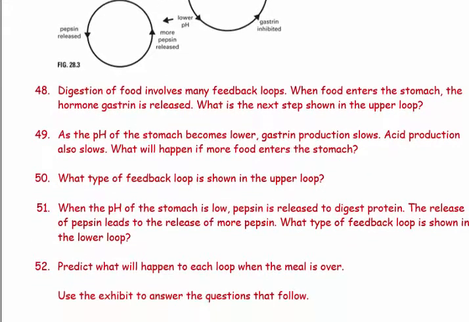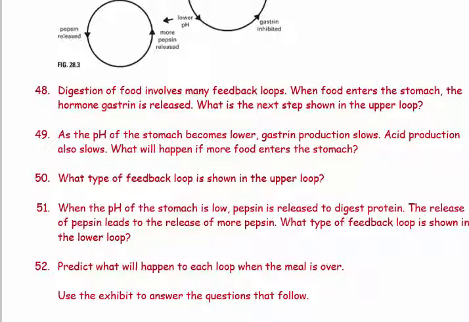Number 51. When the pH of the stomach is low, pepsin is released to digest protein. The release of pepsin leads to the release of more pepsin. As we just said, this is of course a positive feedback loop. When the release leads to more release, it's a positive feedback. When the release leads to less release, this is a negative feedback.